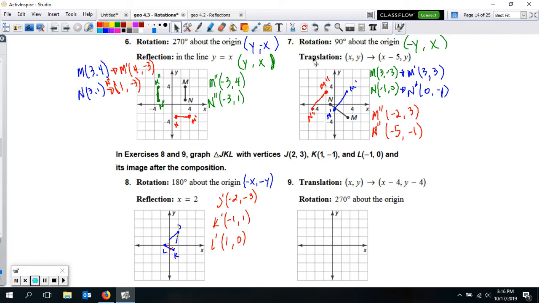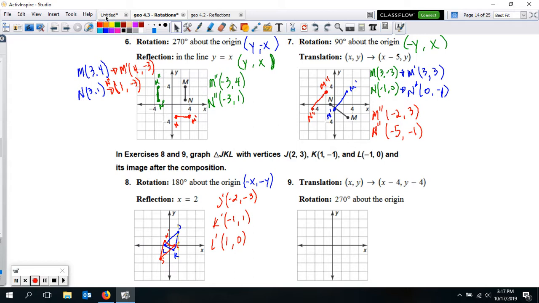Again, every box is going to be worth 2 for this one. So J prime down there in the 3rd quadrant, and K prime up there in the 2nd quadrant, and then L prime right there on the x-axis, just 1 to the right. And again, you can now connect the dots together to complete that triangle. So as you complete the triangle, there you have it. So there was the original in blue, and now you can see how it was rotated around the origin, 180 degrees. Then it says reflection in the line x equals 2.